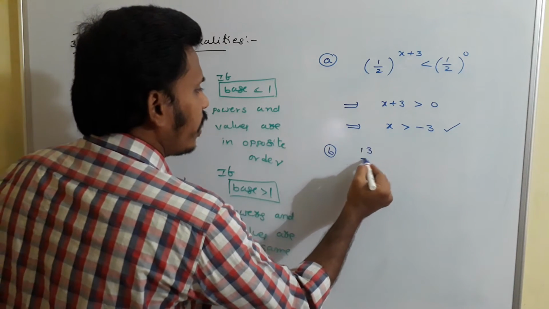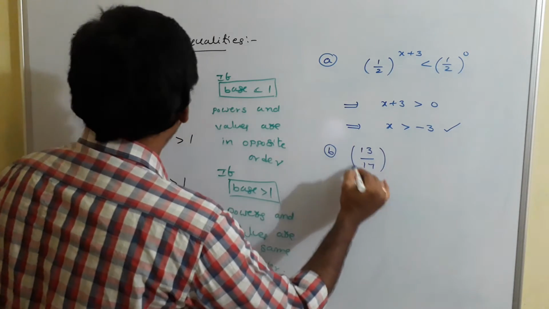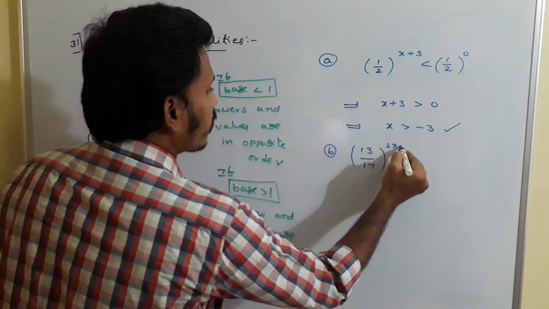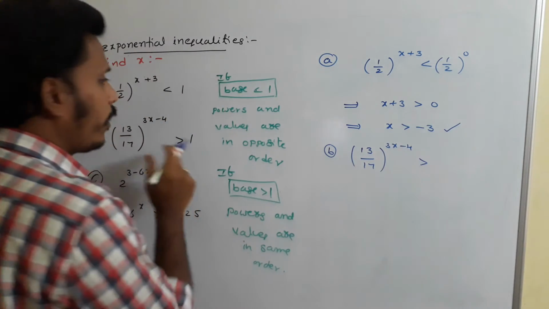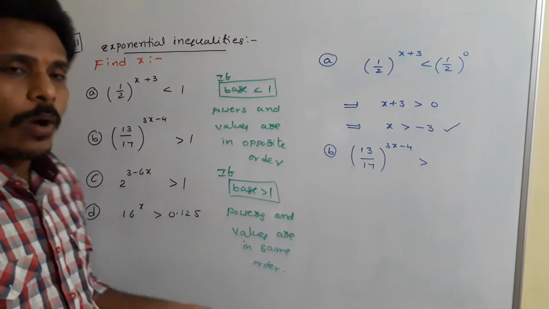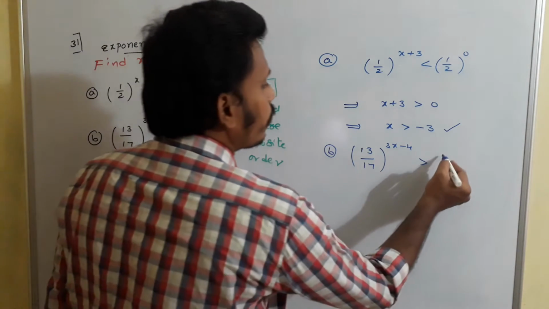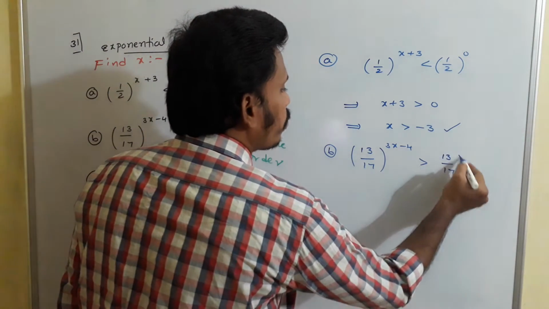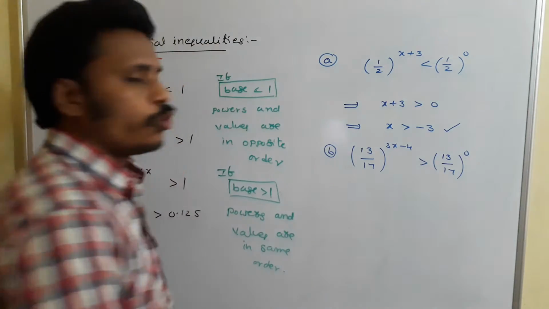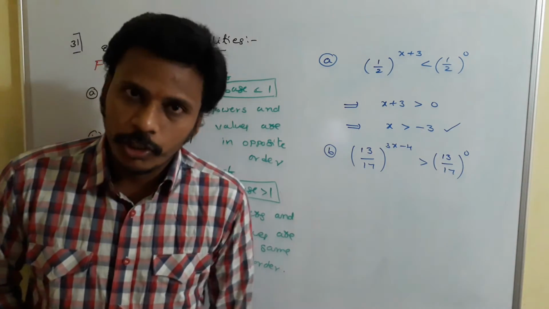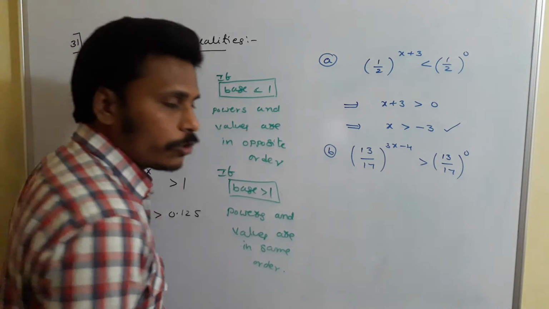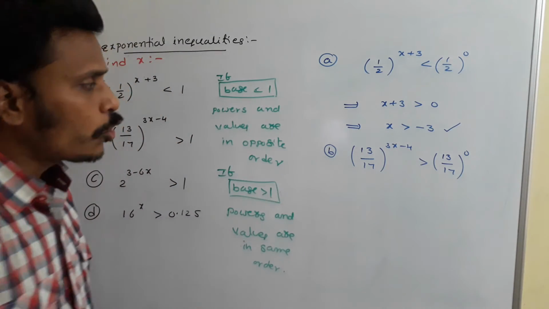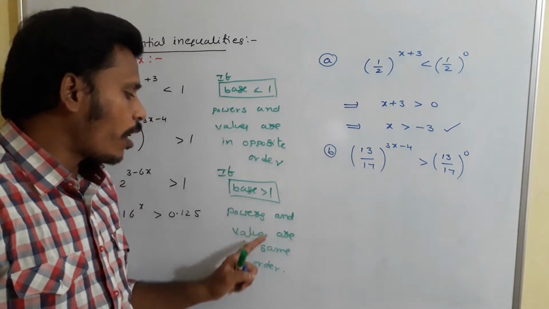See, here it is again: (13/17)^(3x−4) is greater than 1. Again here we have 1, and this time it can be written as (13/17)^0. As per the requirement, I will use that 1 is anything to the power 0. So (13/17)^(3x−4) is greater than (13/17)^0. Again we need to check whether to use the first rule or the second rule.